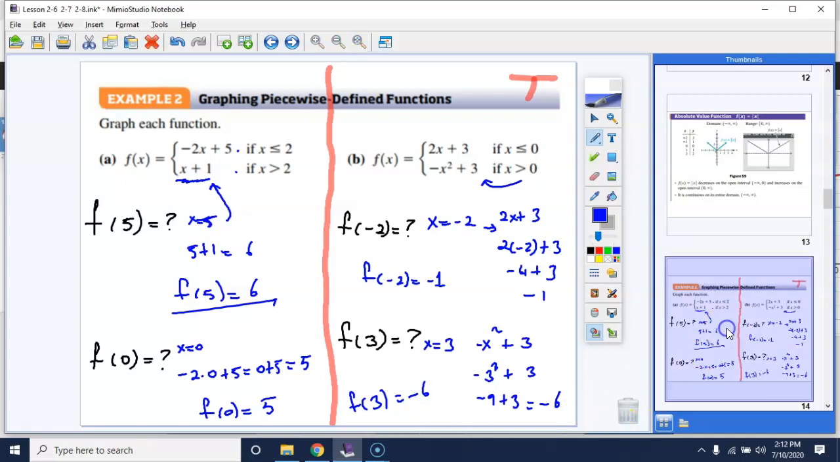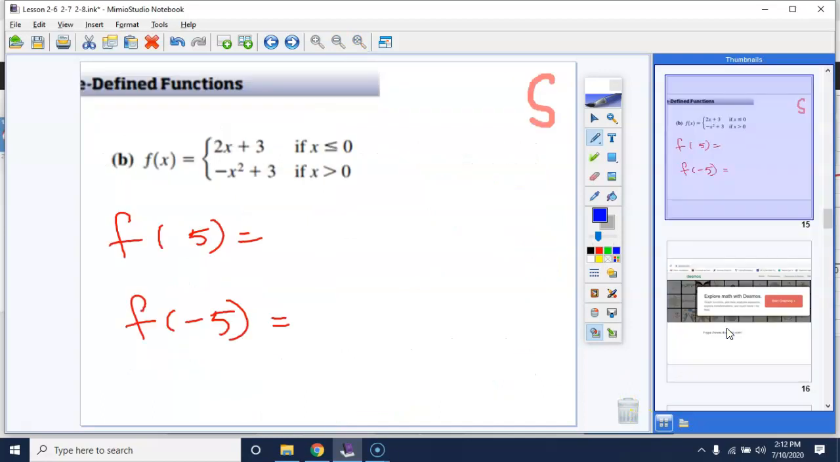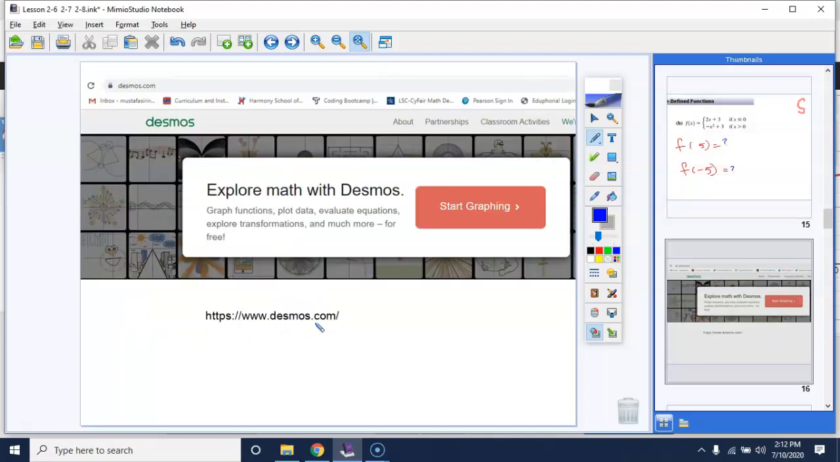So let's move on to the next one. Those are your turn examples. Could you please find f of 5 and f of negative 5? Let's put the question marks here. Again, one more time, Desmos. We need this a lot. We're going to use this a lot.